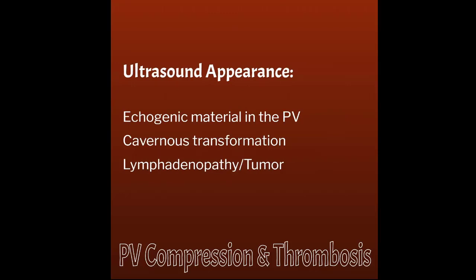On ultrasound then, we're going to see echogenic material within the portal vein if there is thrombus in there. We might also see cavernous transformation, and we might be able to identify the extrinsic cause of compression, be it lymphadenopathy or a tumor.